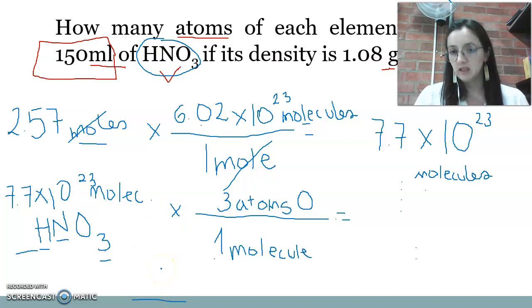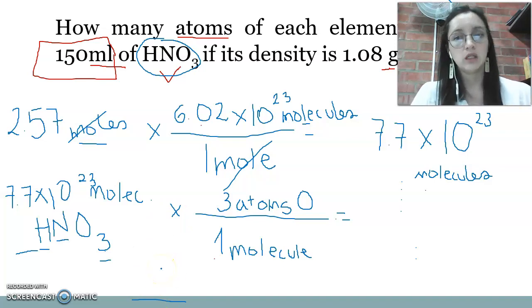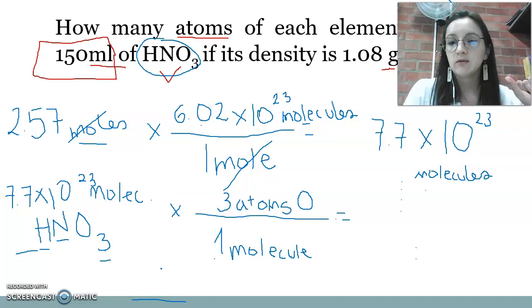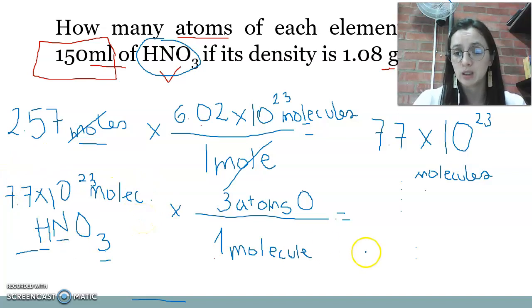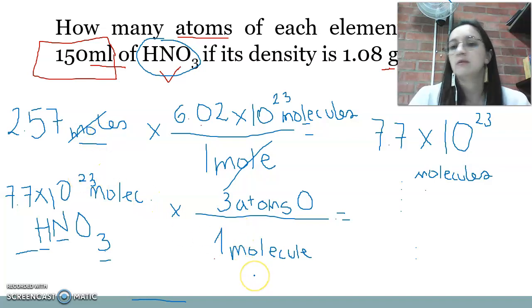Again, if it's easier for you to look at it as a rule of 3, see it as that. I am saying, if in one molecule I have 3 atoms of oxygen, how many atoms of oxygen do I have if I have 7.7 times 10 to the 23 molecules together? So it's basically multiplying the number of molecules by 3. Yes, that's it. That's what we are doing.